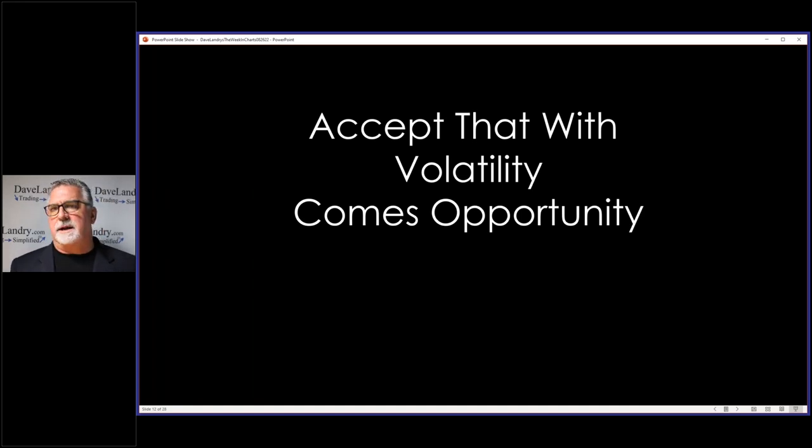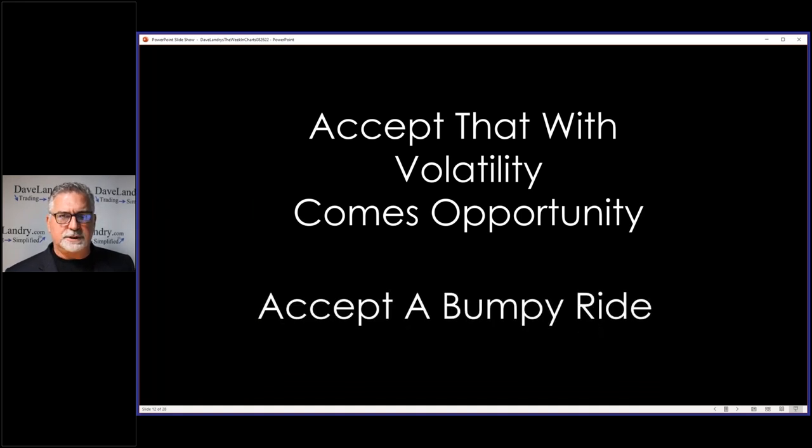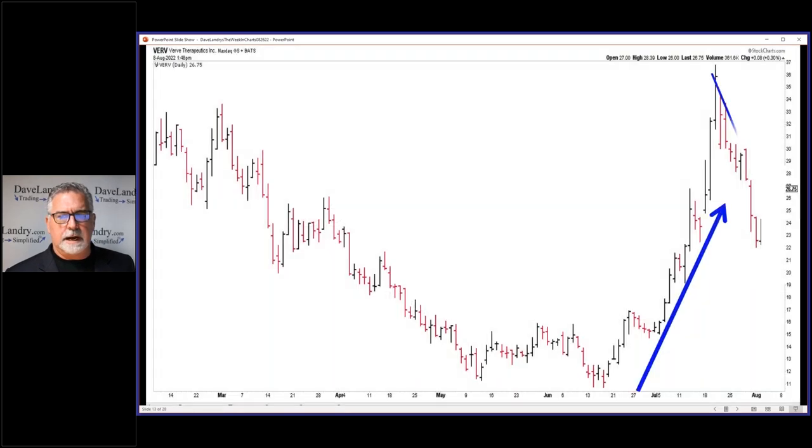Because to me, it makes a lot of sense going for a swing trade, risk relatively low, although you can get hurt 2% at a time. If you get whacked 2% at a time a few times in a row, it begins to hurt, right? But occasionally you will catch that home run, as I'll show you in just one second. And the other thing is, you have to accept that volatility comes with opportunity and accept a bumpy ride. Now, we covered this before.